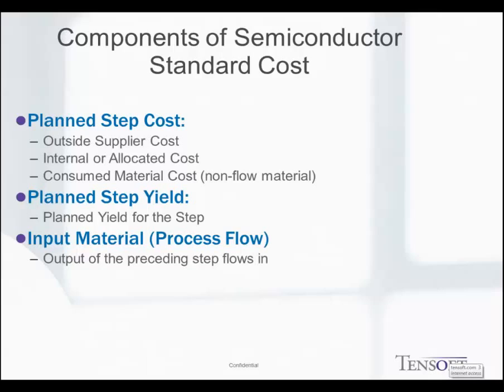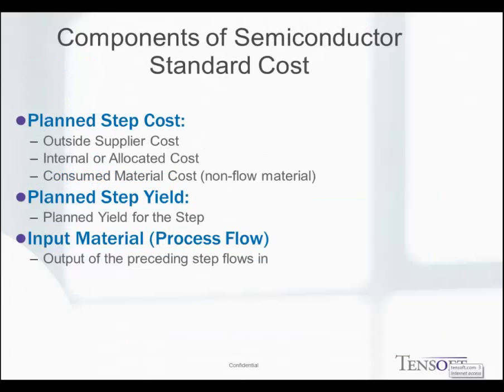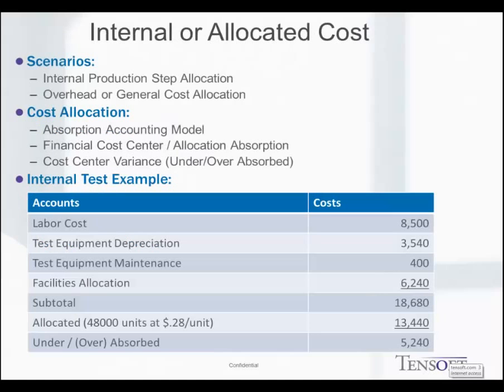And then this production output flow. And so it looks something along, well, I think I actually have another model for that. I have the internal cost or allocated cost here. So this is sort of those 3 cost scenarios there, or the planned step cost.